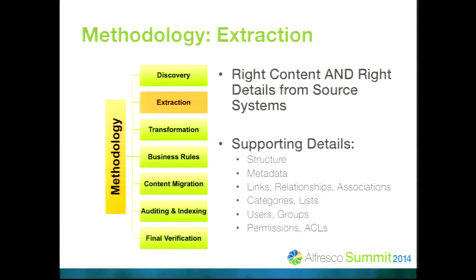Some of the items that you might be pulling out are structures, taxonomies, hierarchies, metadata. You also have links, relationships, and associations between them that are also being pulled. Categories, lists, users, groups, permissions, ACLs, all that. So that is your extraction phase. Extraction is one of the simpler steps, as long as the system allows you to extract. If not, then you gotta get creative.